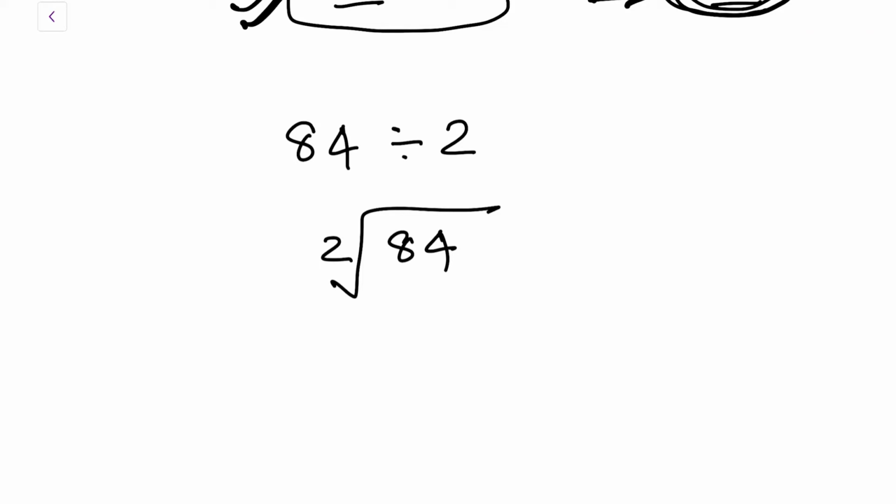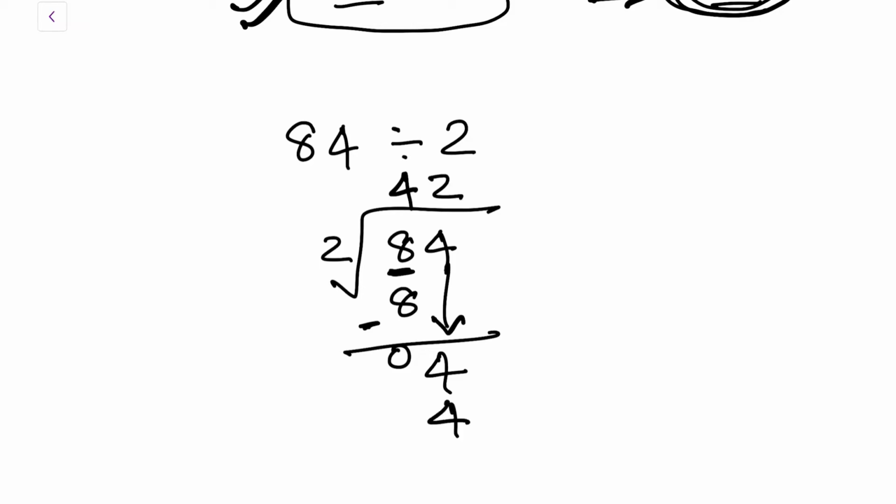That's it. Do the process. 2 into what is 8? Alright, first we take 8. 2 into what is 8? 2 into 4 is 8. 8 minus 8 is 0. Bring the 4 down. Then 2 into what is 4? 2 into 2 is 4. 4 minus 4 is 0.